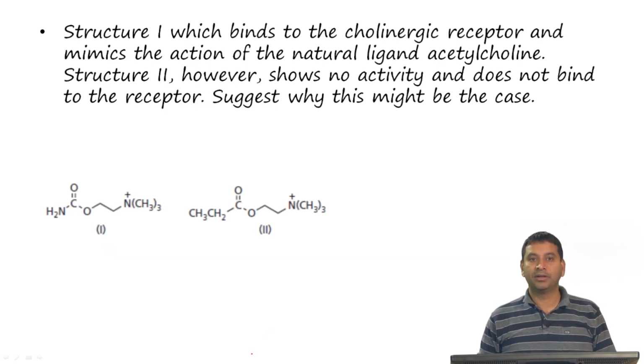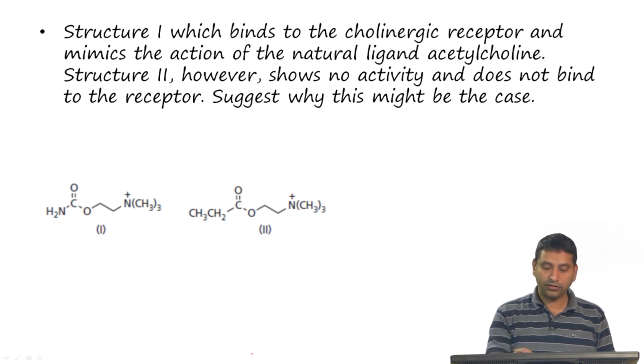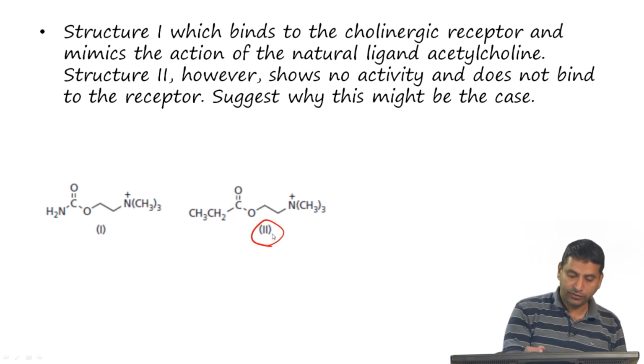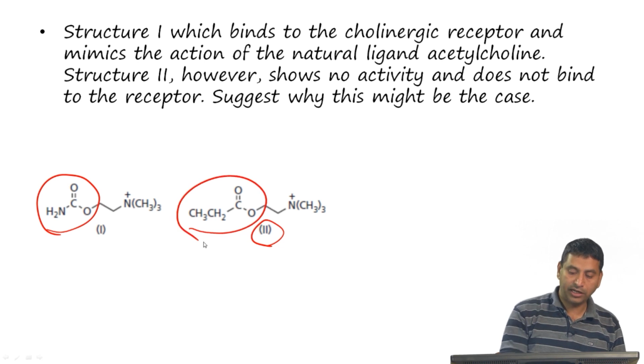Next question is, structure 1 binds to the cholinergic receptor and mimics the action of the natural ligand acetylcholine. Structure 2 as shown here shows no activity and does not bind to the receptor. Suggest why this might be the case. So, in order to understand this, let us look at the structures. Here you have a carbamate and here you have an ester.